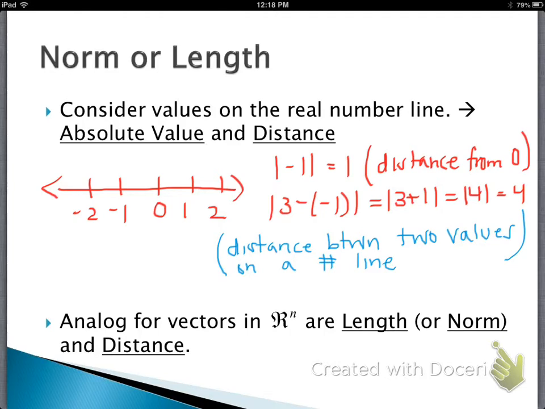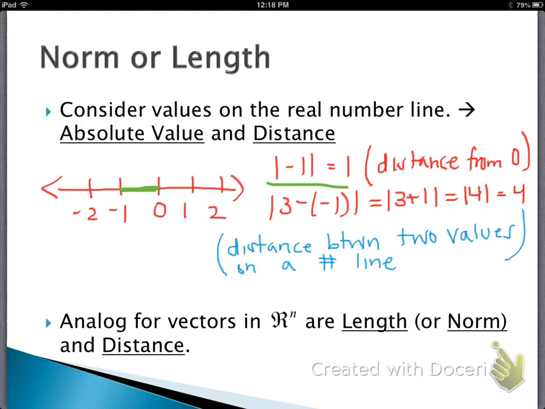Now we're going to talk about something called the norm or the length. Now consider values on a real number line. Whenever we're talking about absolute value, we're talking about distance. The absolute value of 3 is 3, the absolute value of -3 is 3, but what that really means is the distance from 0. So the absolute value of -1 equals 1 because the distance from 0 is 1, right? When we're talking about distance, that's a positive length. That's why we use the notation of absolute value.